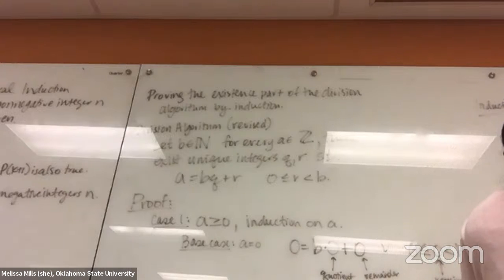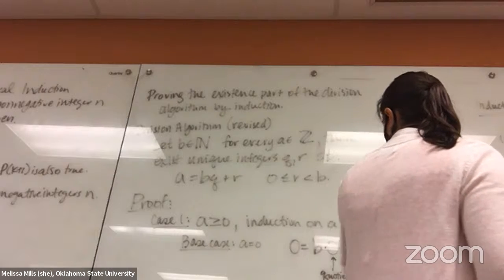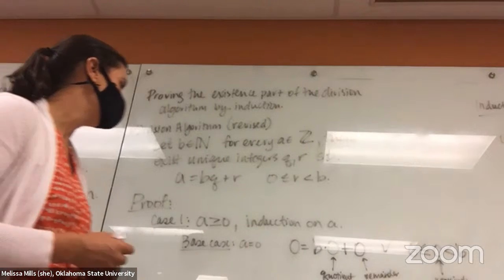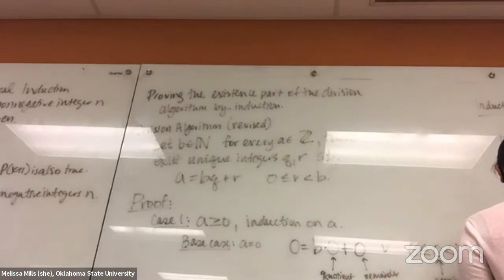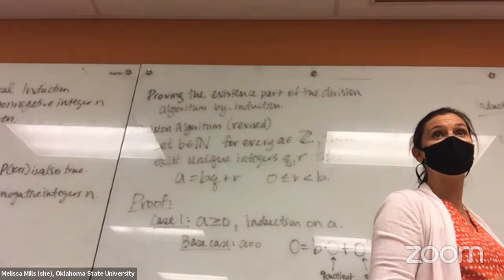So I have that, and so the quotient is Q plus 1 and the remainder is 0, right? So I have done induction on the case for A greater than or equal to 0. I still have the case where A is less than 0. And basically what we're going to do, if A is negative, I'm going to take negative A. A is negative, negative A is positive.